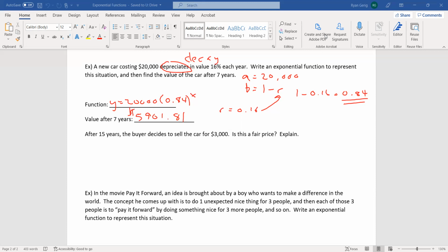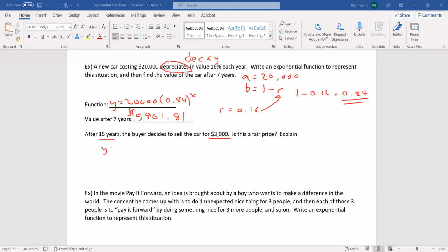All right. Okay, a new type of question. This is asking you to interpret and make a conclusion based on this information. So after 15 years, the buyer decides to sell the car for $3,000. Is this a fair price? And explain. Well, what we need to do is figure out how much it should be worth after 15 years. So I'm going to take 15, plug it in for X.